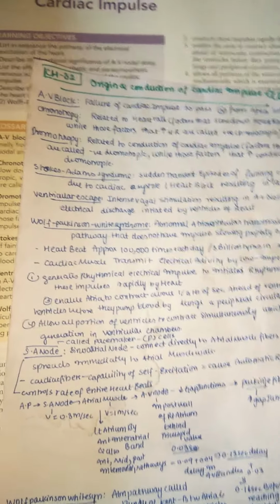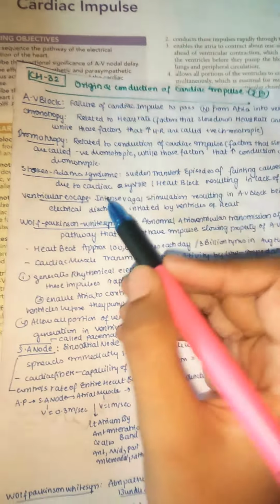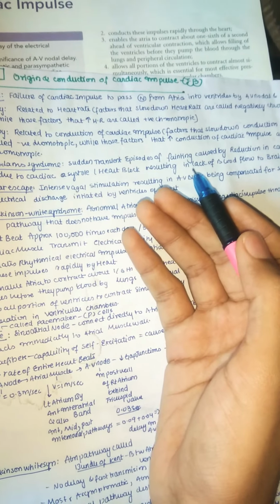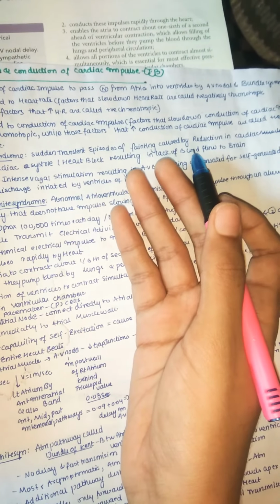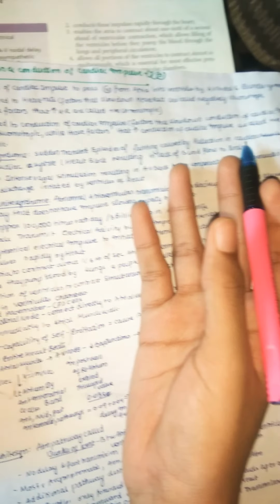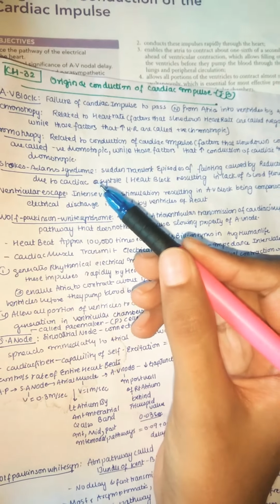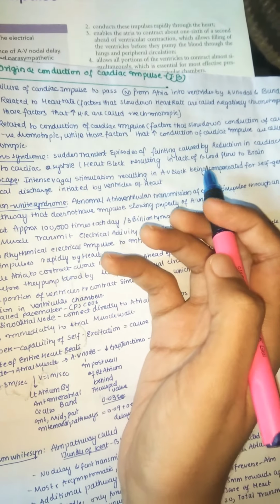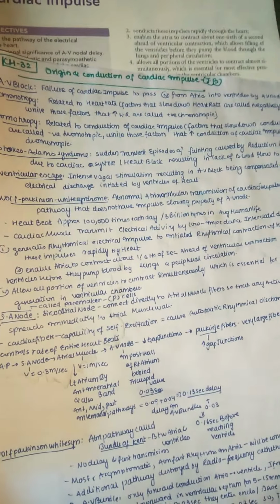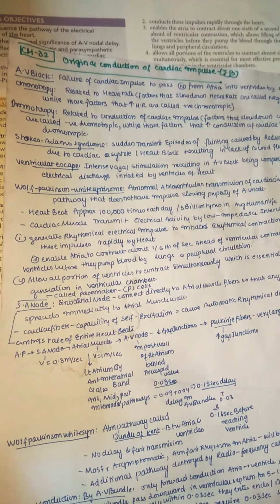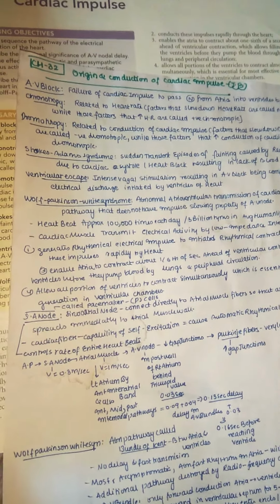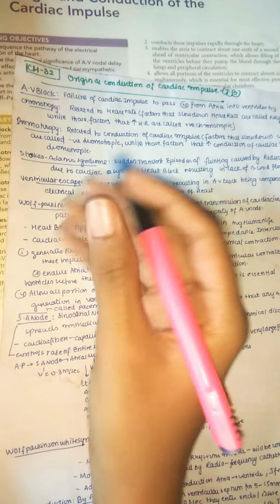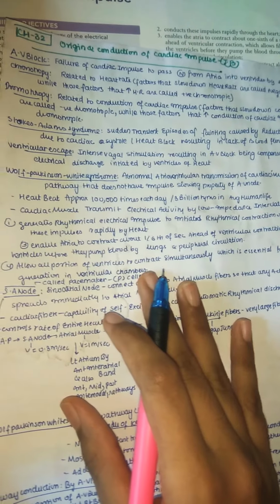Now let us see what is Stokes-Adams syndrome, a very important one. There are sudden transient episodes of fainting. So the person here faints, which is caused by reduction in cardiac output, that is due to mainly a cardiac systole problem. So here the heart block results in lack of blood flow to the brain. You can understand whenever the blood flow to the brain is deficient or decreased, it leads to fainting. So here the sudden fainting is seen in Stokes-Adams syndrome. We'll see this also in detail, what happens in that syndrome.